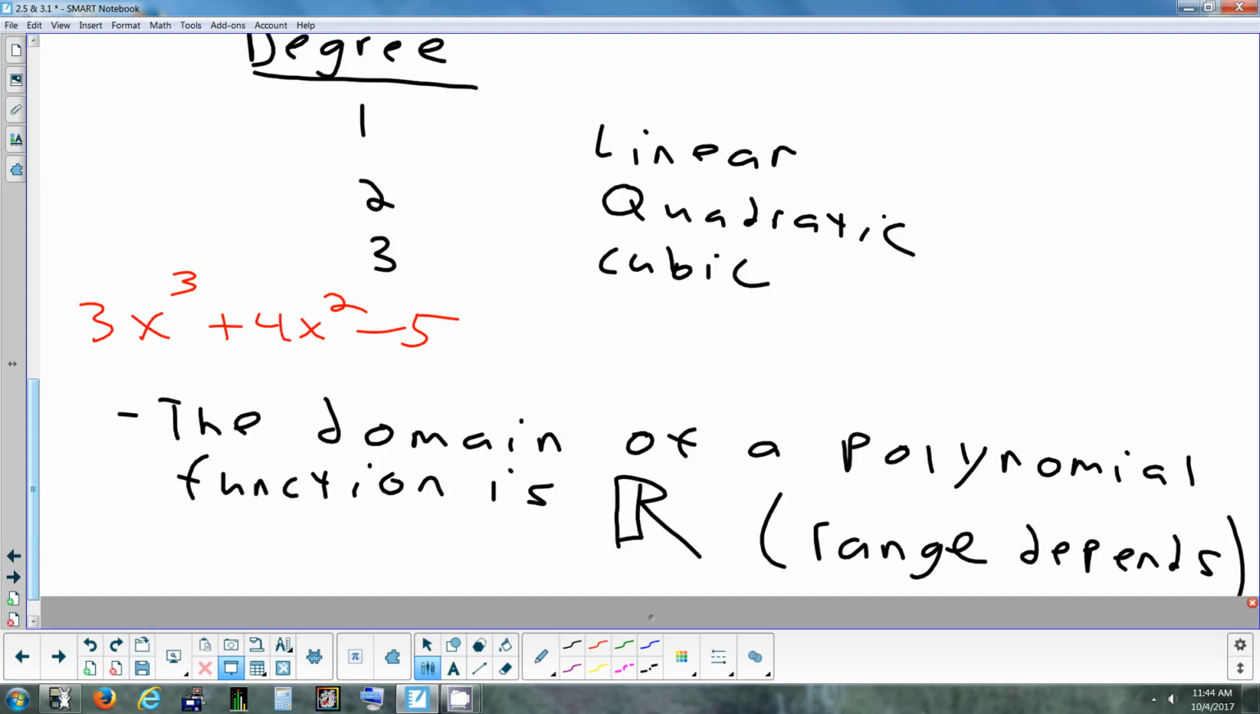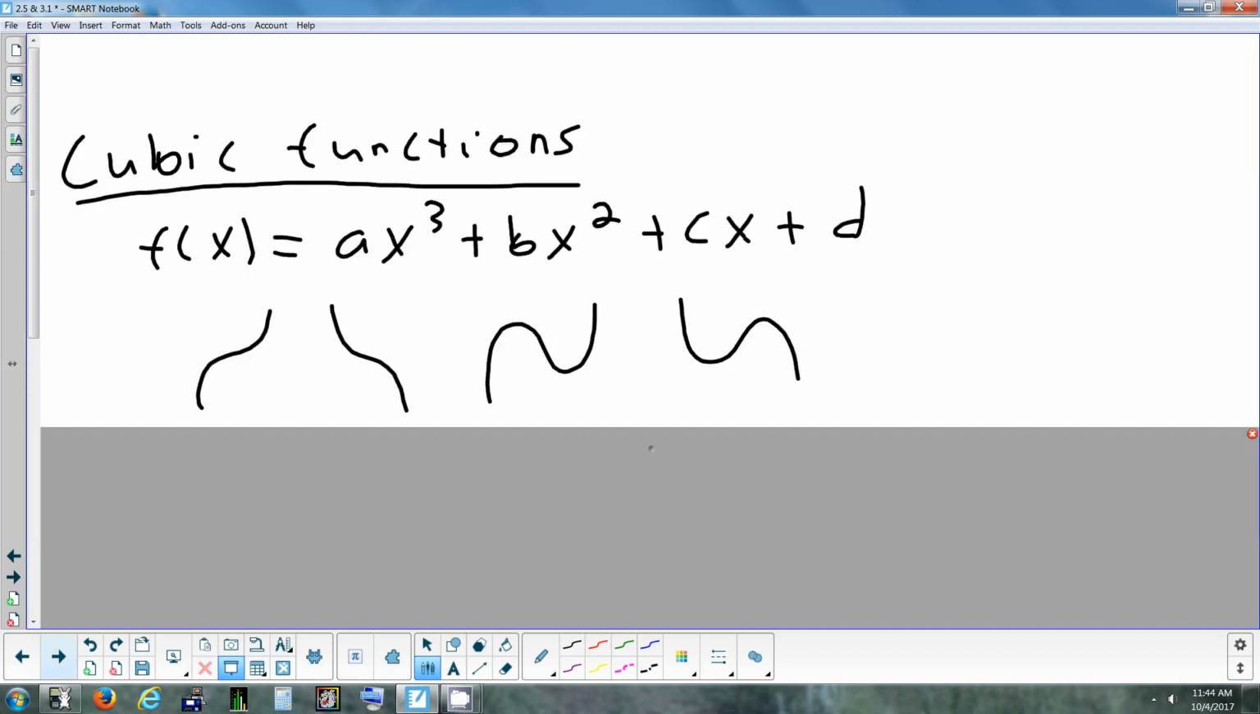There's also no square roots. So you're never going to take the square root of a negative. So the two things that can mess up your domain are never in polynomials. There's no division. There's no square roots. So domain is always all real numbers. The range depends. Okay? But the domain is all real numbers.